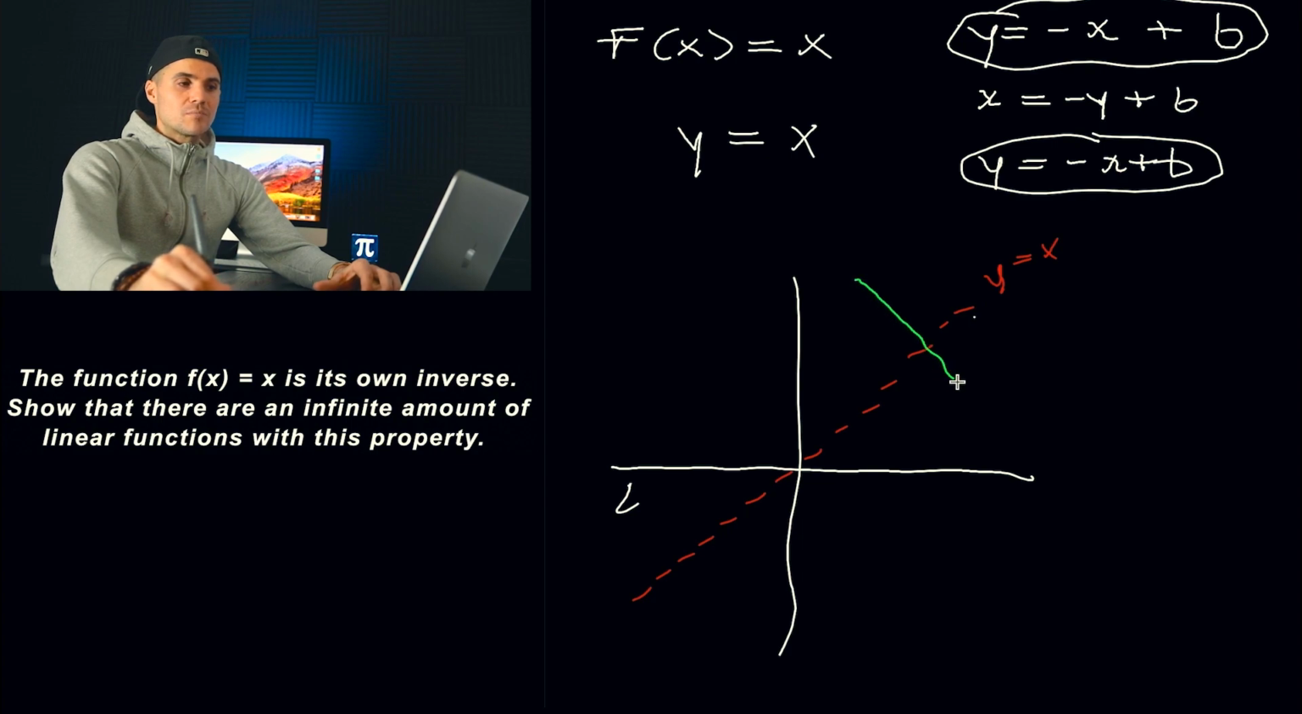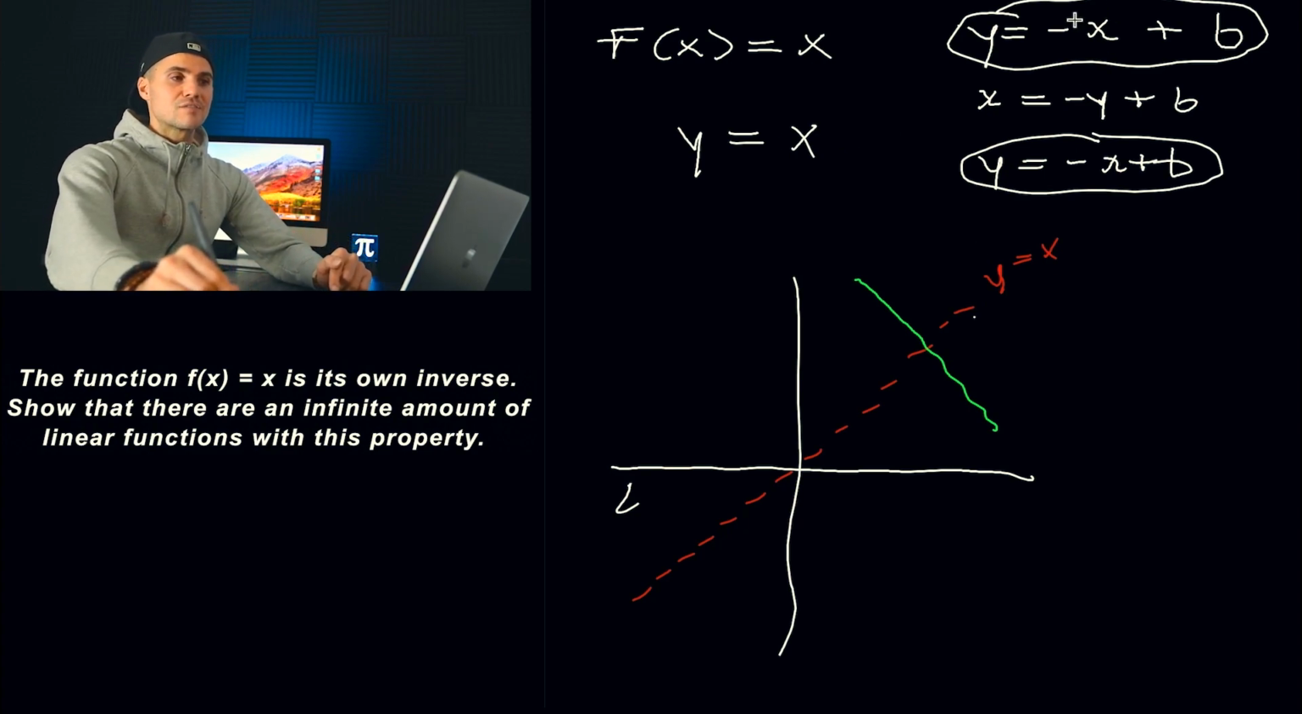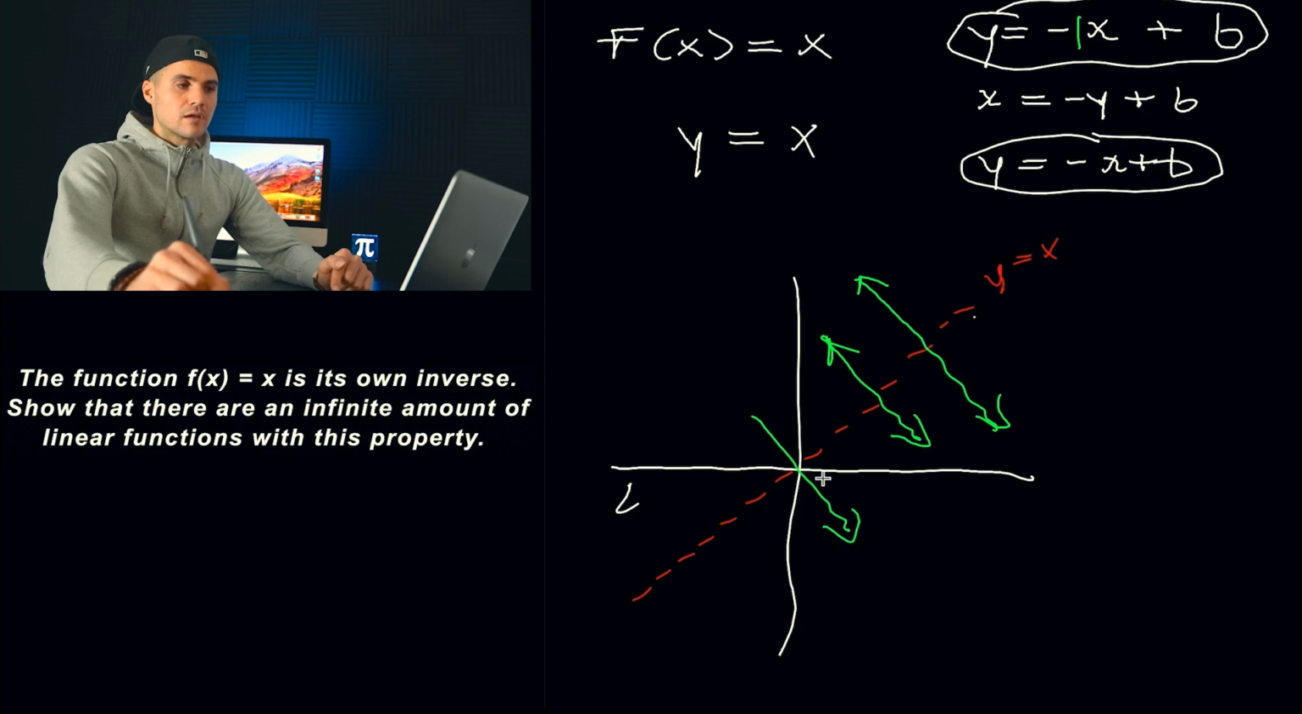It's always going to be perpendicular to the line y equals x, right? It's going to be perpendicular to a slope of 1. If you take the negative reciprocal of 1, it's going to give us a slope of -1. And so notice that any line we draw that has a slope of -1 is going to be perpendicular to the line y equals x. No matter where we draw it, it doesn't matter. That's why this b value could be anything.